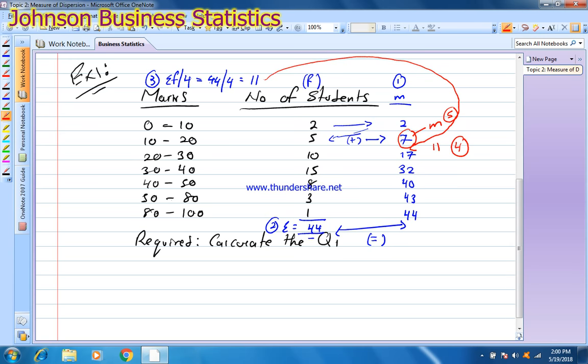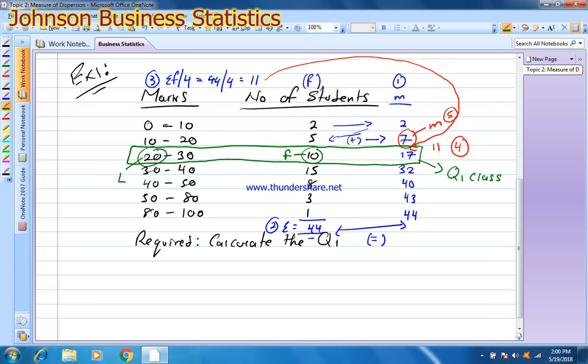And what happens next is, once you choose the M, the next becomes the Q1 class. You get it, guys? Okay, so that becomes the Q1 class. 10 becomes the F, 20 becomes the L, the difference 10 becomes the C, the class interval.